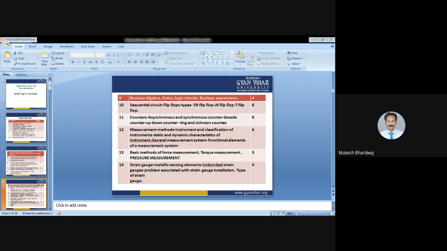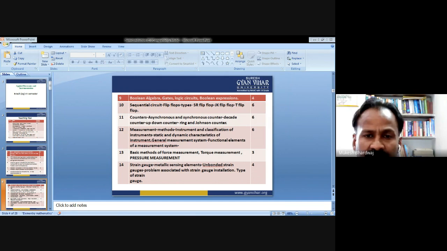Boolean algebra is related to 0 and 1, because we know that a computer understands machine language in the form of 0 and 1, and the algebra related to that is known as Boolean algebra. On the basis of the Boolean expressions, we design the different types of gates for getting the output based on the various inputs.